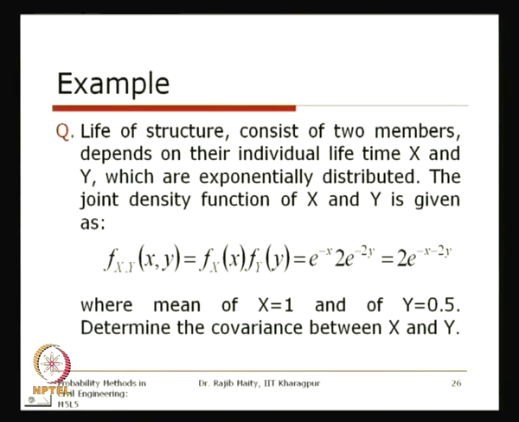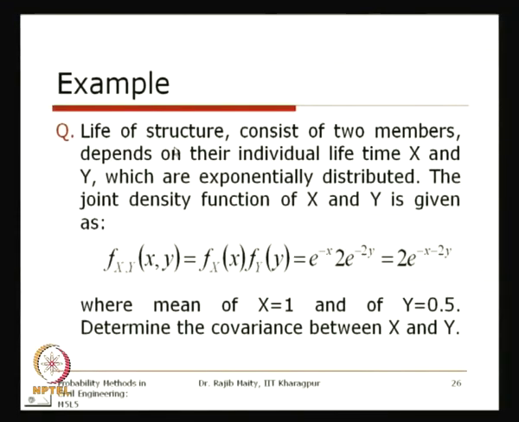We'll take one example, particularly that I was discussing, that when we say that they are independent, their covariance should be equal to 0. So, that type of example is taken here. This is a structural engineering problem. If a structure is made up of two structural elements, and the failure or lifetime of each member is exponentially distributed depending on the quality of the material, and both are independent of each other. In such cases, one such problem is taken here.